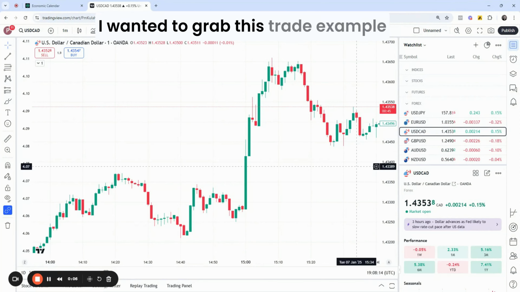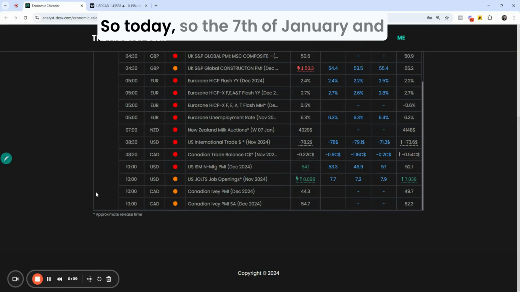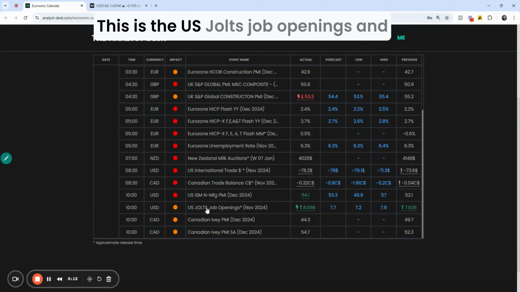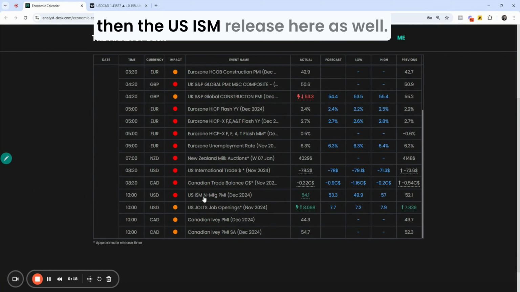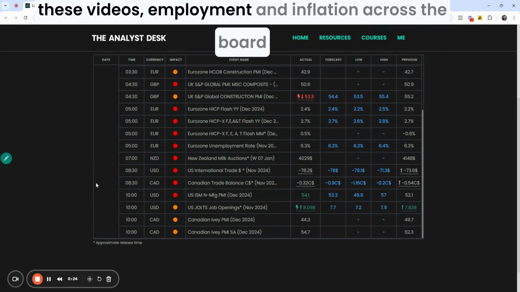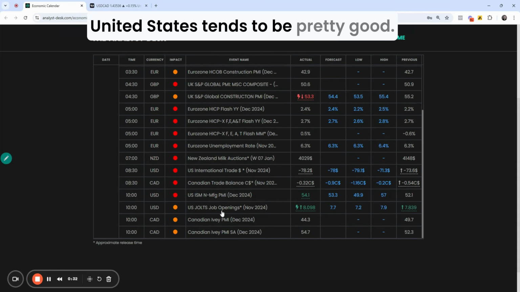I wanted to grab this trade example for you from our economic calendar. So today is the 7th of January, and we had a couple announcements come out. This is the US JOLTS job openings, and then the US ISM release here as well. And remember what we've been saying, if you listen through to a few of these videos, employment and inflation across the board tend to move markets, and particularly in the United States tends to be pretty good.